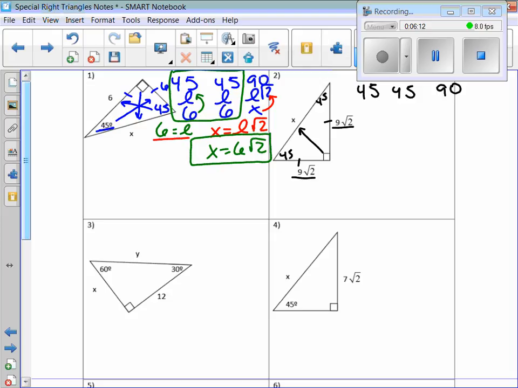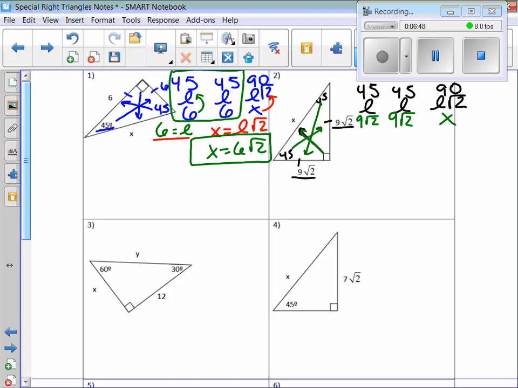So we set up our table. We have 45 goes with L, 45 goes with L, 90 goes with L times the square root of 2. Go back to your triangle. Across from 45 is 9 times the square root of 2. Across from 45 is 9 times the square root of 2. That should always happen on an isosceles right triangle. Across from 90 we know is x. There's our variable. That's what we need to solve.